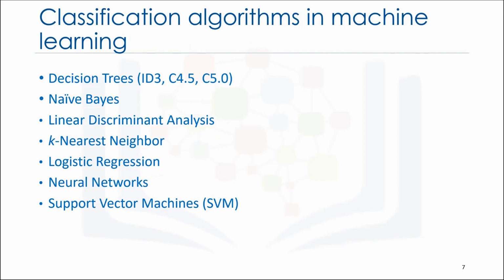Here we have the types of classification algorithms in machine learning. They include decision trees, naive Bayes, linear discriminant analysis, k-nearest neighbor, logistic regression, neural networks, and support vector machines. There are many types of classification algorithms. We will only cover a few in this course.